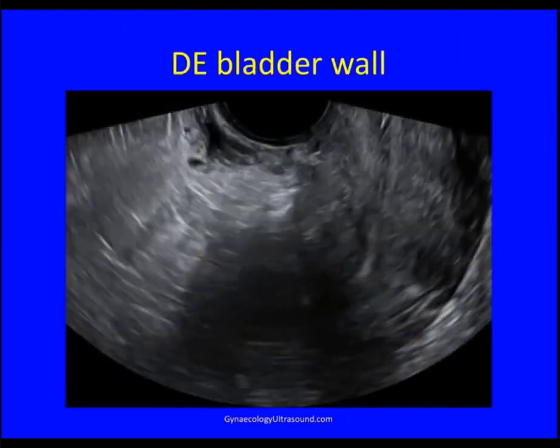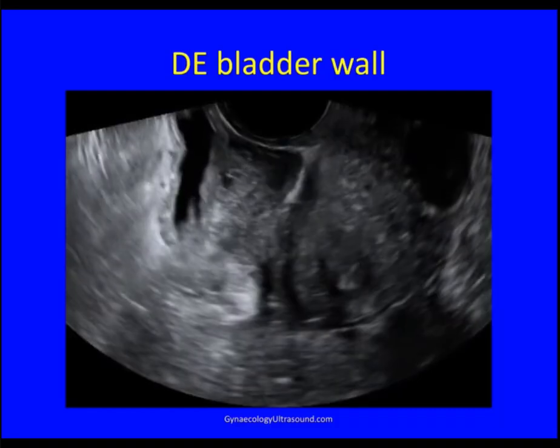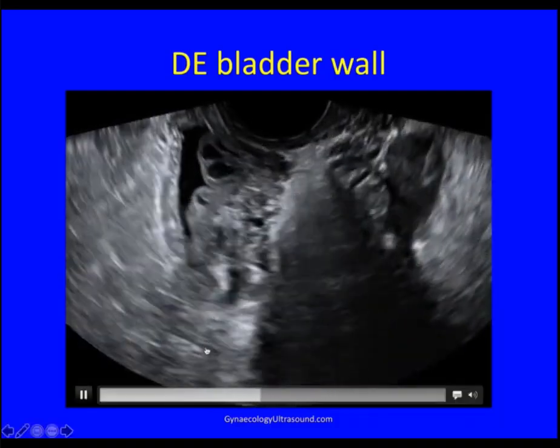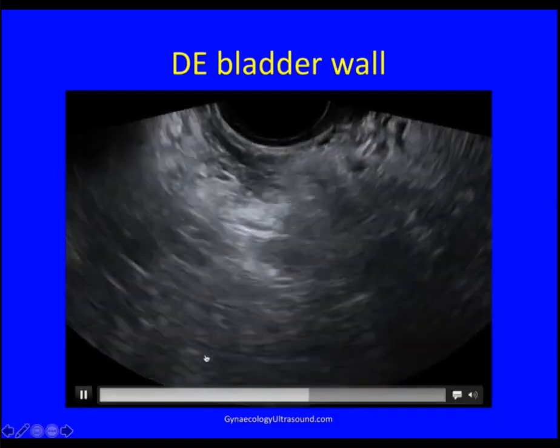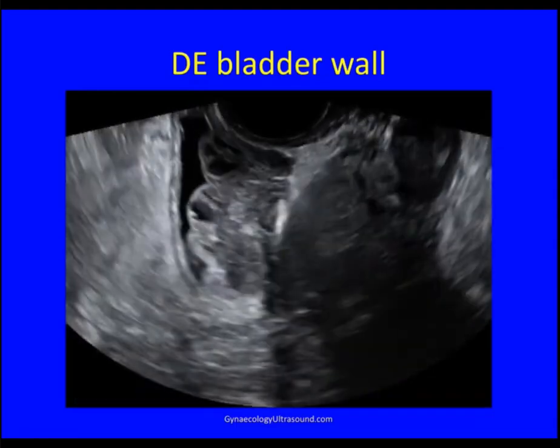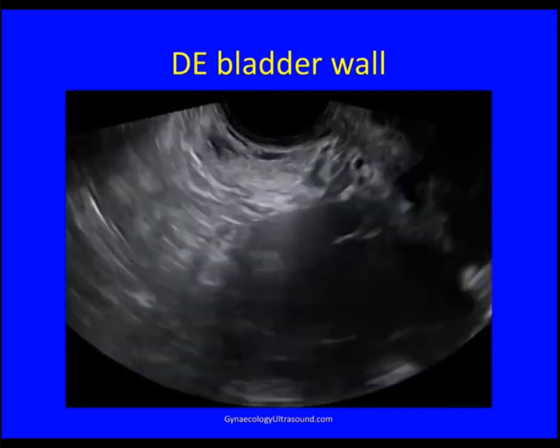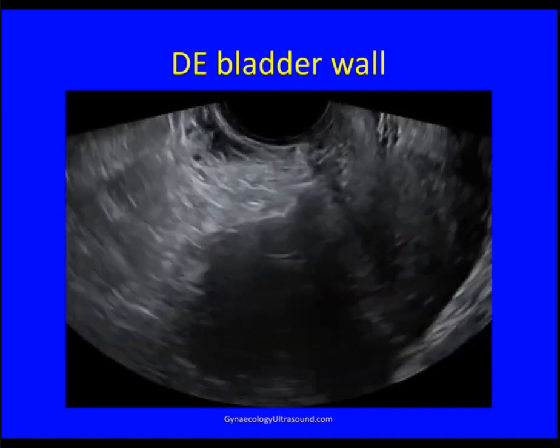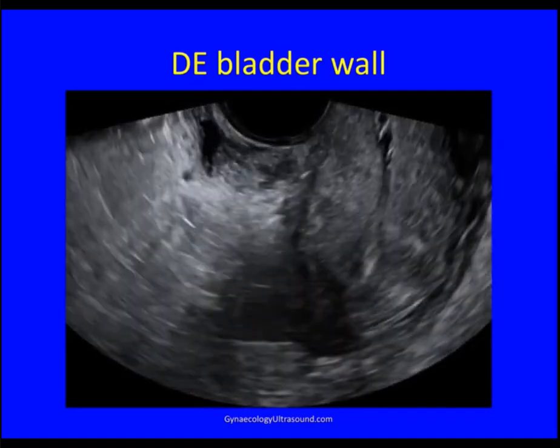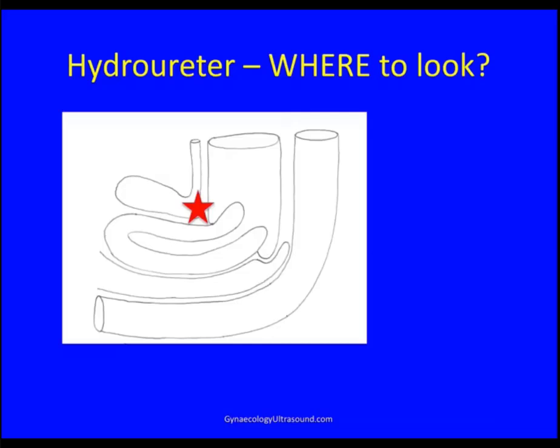So deep endometriosis in the bladder wall, we've seen normal, this is abnormal. This is a huge nodule of deep endometriosis in the bladder wall. It's pretty much covering the base and going up into the dome as well. So here it's really important to say what's the relationship between that and the ureter. So ureter, where are we going to look?